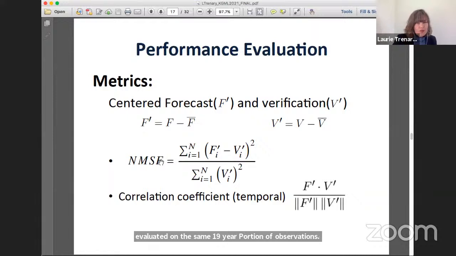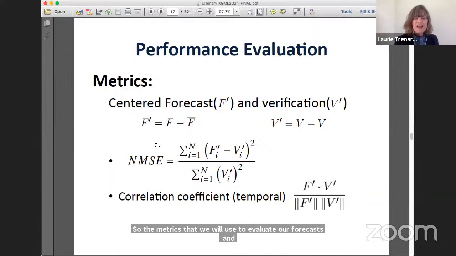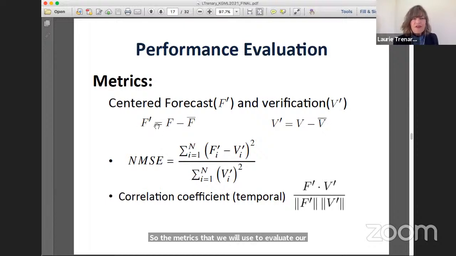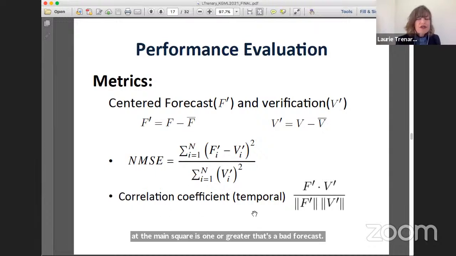So the metrics that we will use to evaluate our forecast and verification data are centered, so the time mean has been removed, and we'll look at the normalized mean square error, which is essentially the variance of the errors to the variance of the verification data. If the mean square error is 1 or greater, that's a bad forecast. And also the correlation coefficient. So we're looking at how well in phase the forecast and verification data are.